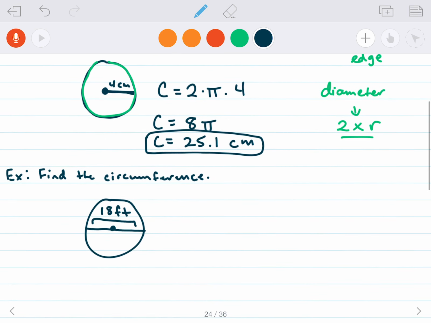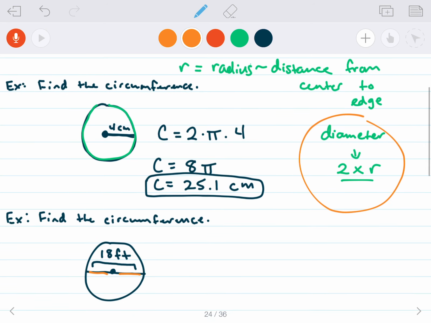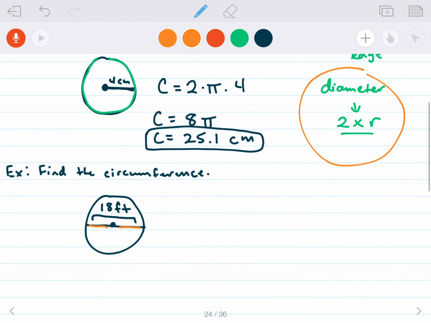All right. What if we have something like this? Well, this time we're given the diameter. The diameter is 2 of the radiuses, or the radii. So that means the radius is half of that. So half of 18 is equal to 9.